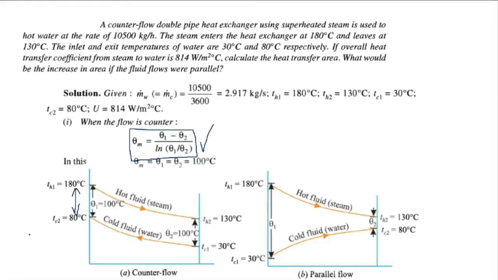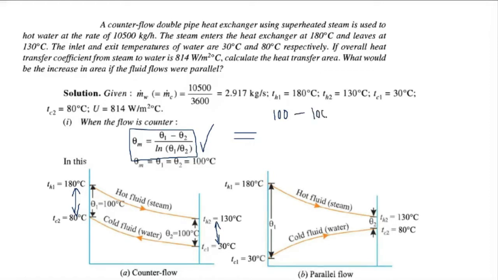If you find out the theta 1 value, theta 1 is equal to what? 180 minus 80, which is 100 degrees. Similarly, what is the value for theta 2? 130 minus 30, which is 100.